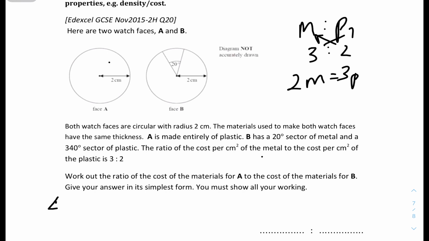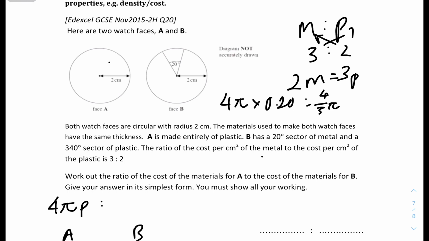So we can find the area of face A, which is pi r squared, which is 4 pi. It is made entirely out of plastic, so 4 pi times plastic, which is 4 pi p for A. For B, it's the same area of 4 pi, but 20% is metal. So 4 pi times 0.2. If you put 4 times 0.2 into a calculator, you get 4 over 5 pi.